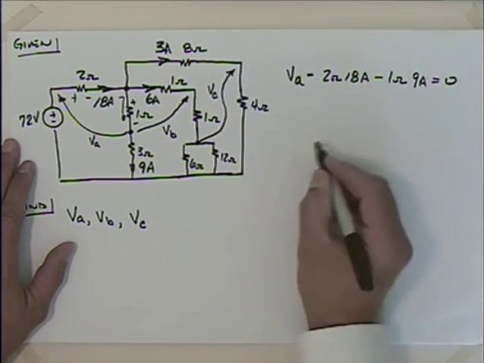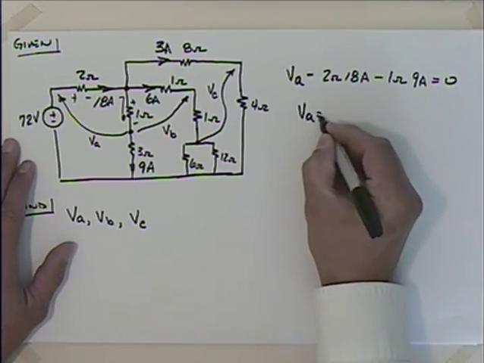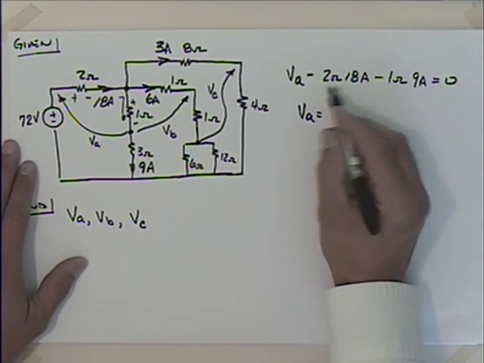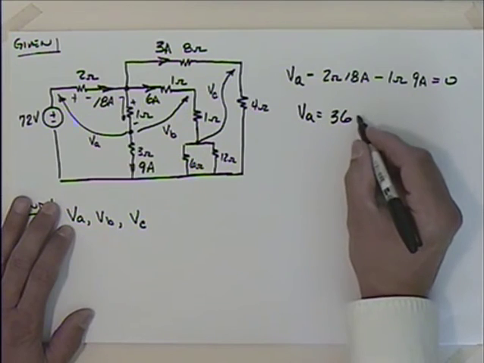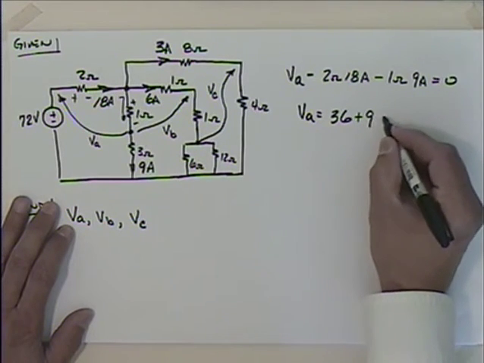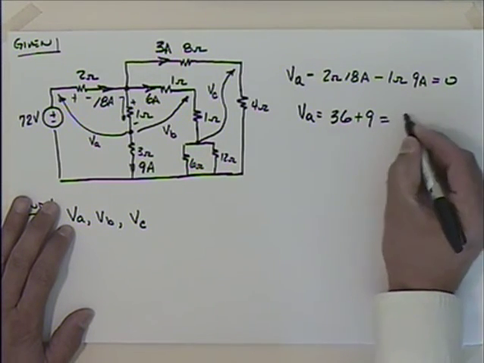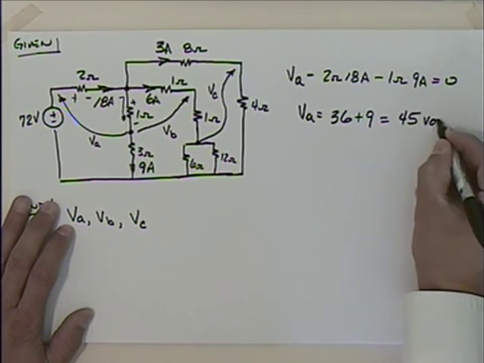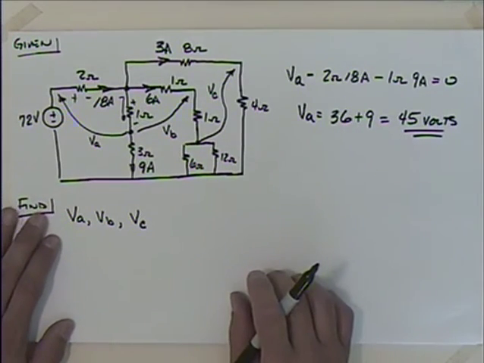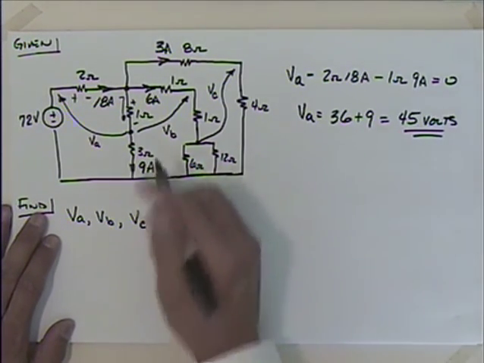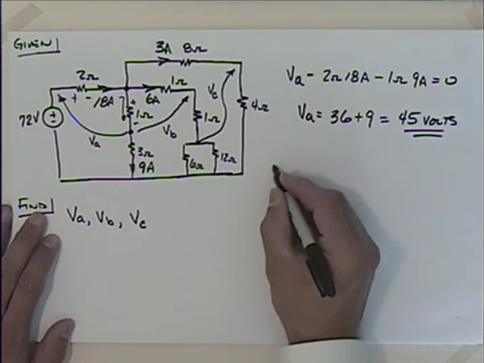So Kirchhoff says that's equal to 0, and I say then that VA is equal to what? 36 comes positive going on to the other side, plus 9, which is what? 45 volts. Is that right? 36, 46, yep, 45 volts. Good. What about VB? We can do VB just as easily.